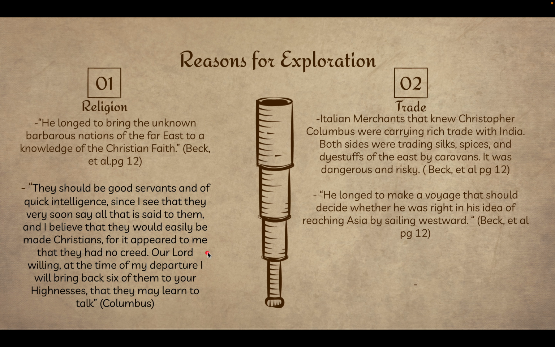Continuing to reason 2, it was mostly for trade. Italian merchants that knew Christopher Columbus were carrying on rich trade with India. Both sides were trading silks, spices, and dyestuffs of the East by caravans. It was dangerous and risky. And this was stated on page 12. This is not a quote. It's a more simplified version of what I read.